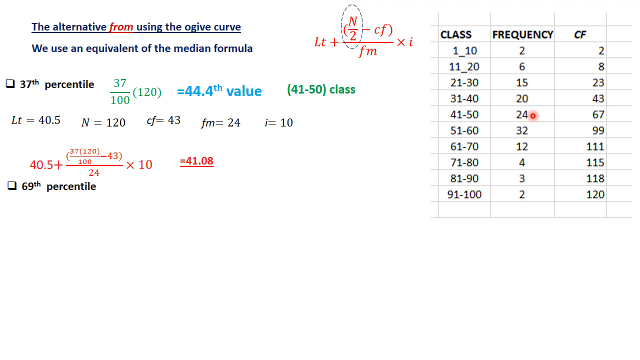The same thing you'll do with the 69th percentile. We'll have 69 all over 100 times 120, so that you get the 82.8 value. That class there will be 51 to 60. Okay?